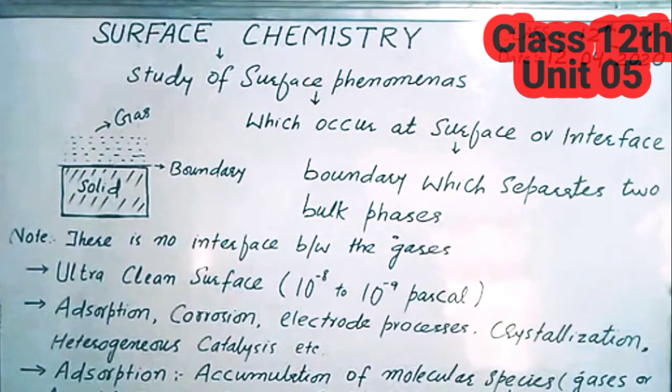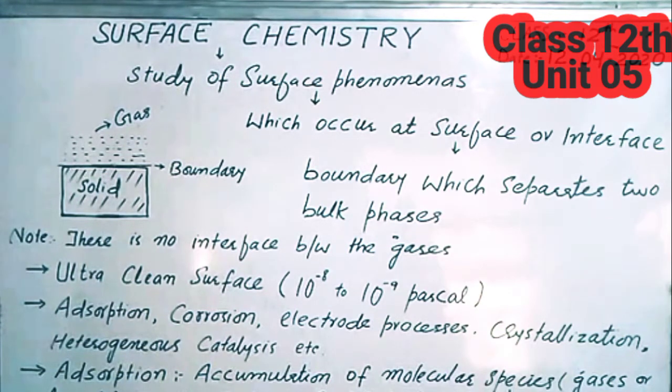But remember that between two gases, there is no boundary. There is no interface between the gases. Why is it so? Because the gases undergo complete diffusion. The molecules of the gas completely intermix with each other, they combine with each other, there remains no boundary. They undergo complete miscibility, we can say.